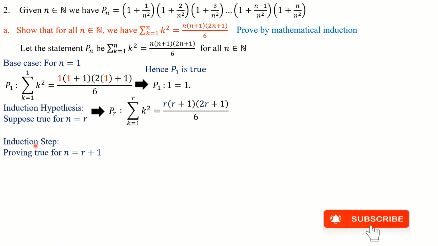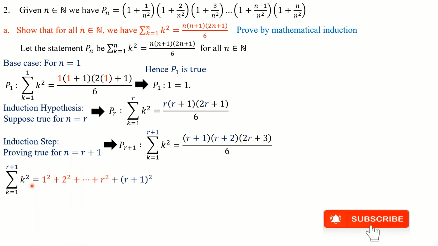So our induction step is proving that the statement is true for n equal to r plus 1. Proving that it is true for n equal to r plus 1 means we need to prove this identity, that is, the sum from k equal to 1 to r plus 1 of k squared should be equal to this. Just replace anywhere you see n here with r plus 1, and you're going to get this right hand side. So let's begin with the left hand side, and then we see how to get the right hand side from the left hand side using our induction hypothesis that we assumed.